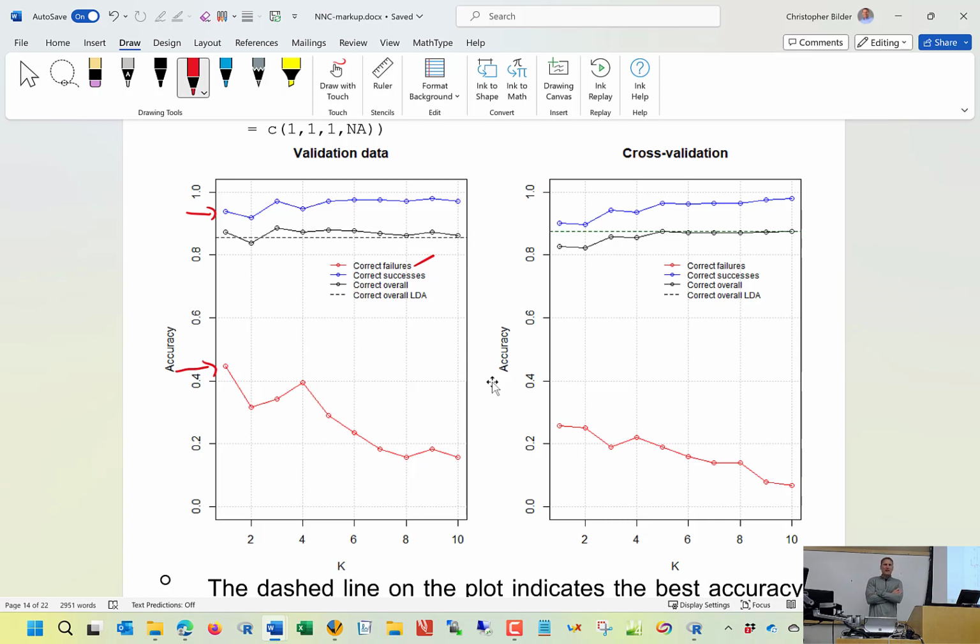And so from a plot like this, what you want to do is figure out what would be a good value of k. And let's say if we just focus on the black there, the correct overall. What would you pick for k? Probably 3. But you're really not losing much from 4, 5, 6, or so on. And so you can see how you can have more than one justifiable answer.